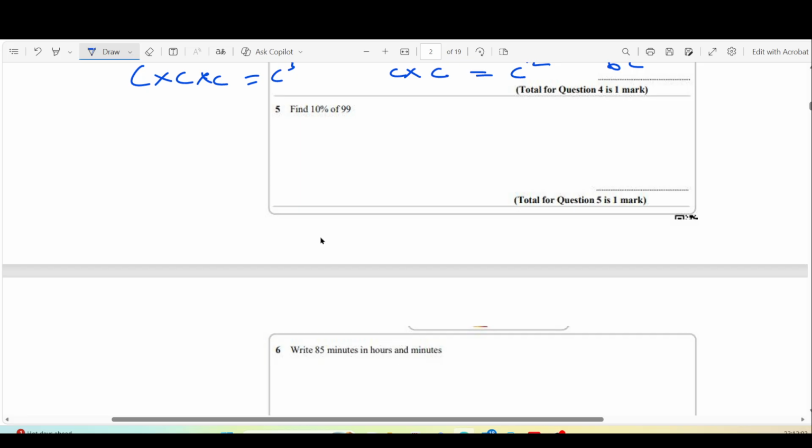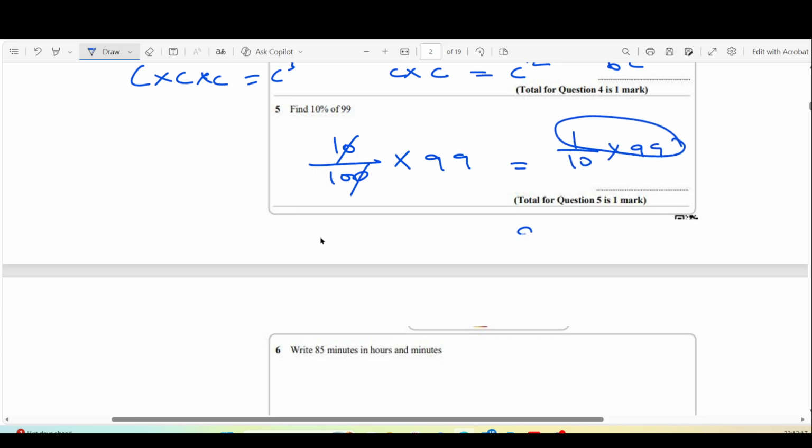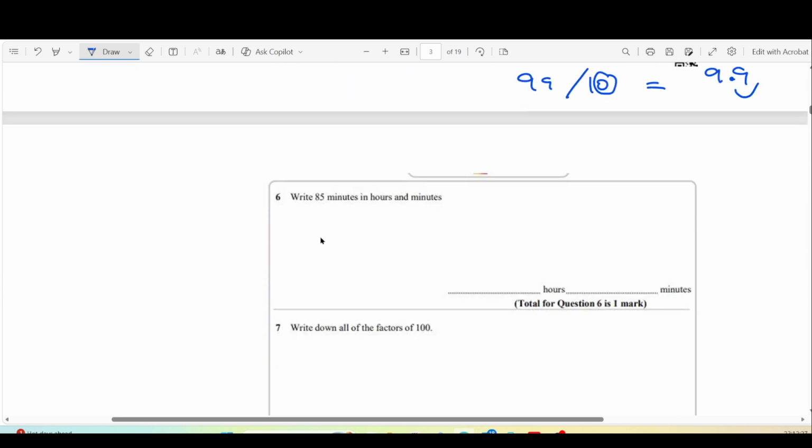Then finding 10% of 99. So 10% means 10 over 100, of means times 99. We can cancel these, 1 over 10, and we have here 1 over 10 times 99. So 99 times 1 is 99. Then we have 10 in the denominator. So what we do, we write 99 as it is. There is one zero, so after one digit we put the decimal. So the answer is 9.9.